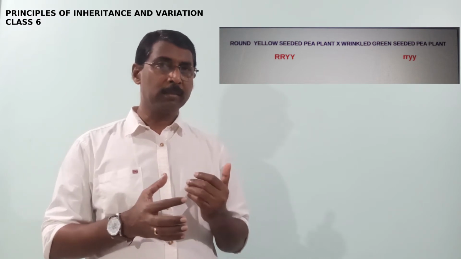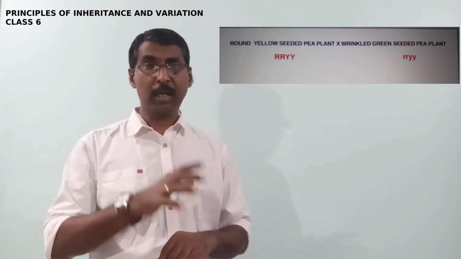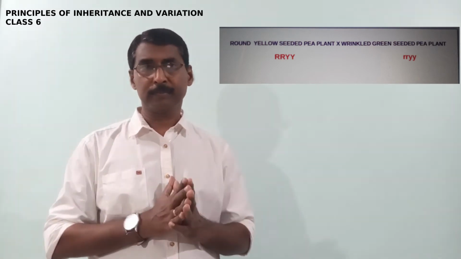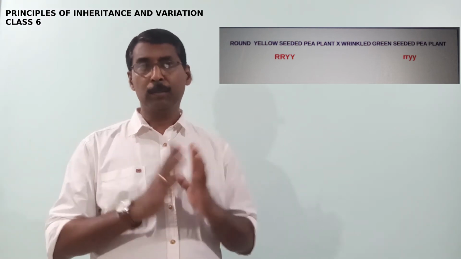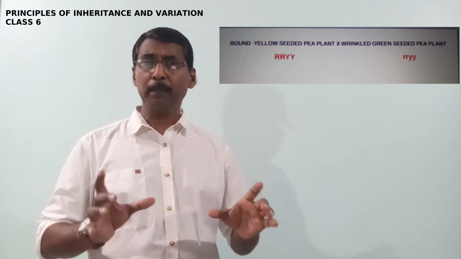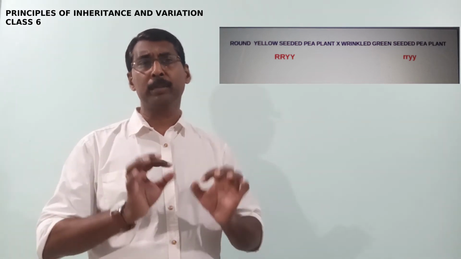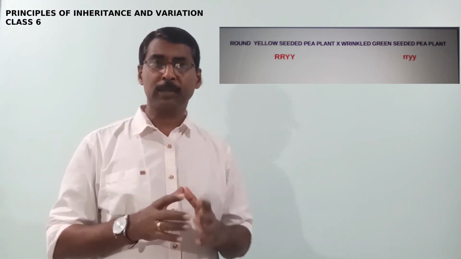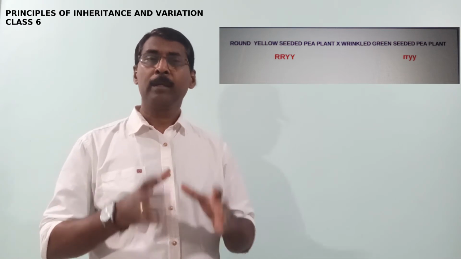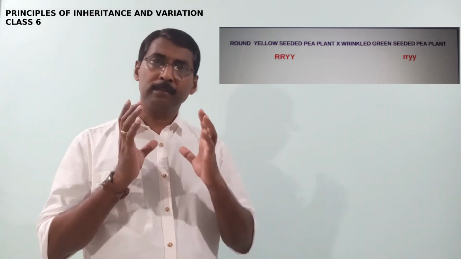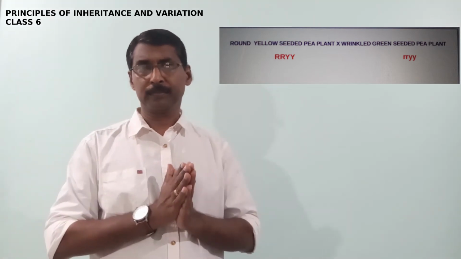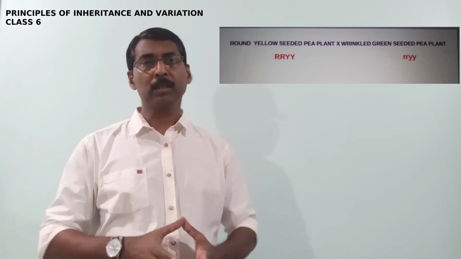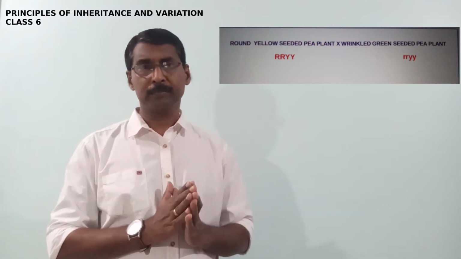Now let us come to the formation of gametes. Let us see how gametes are formed here. Remember, these parents are homozygous. So they produce all the gametes with the same genotype, same allelic combination. Every homozygous individual, a plant homozygous for a particular trait, will produce all the gametes with the same alleles. So as they are homozygous, they produce the same gametes. All the gametes will be similar.